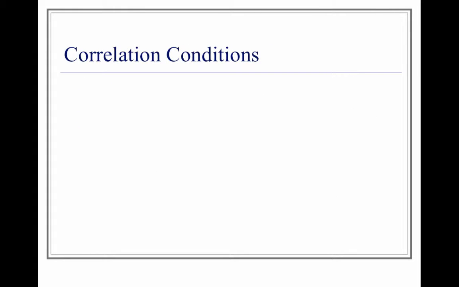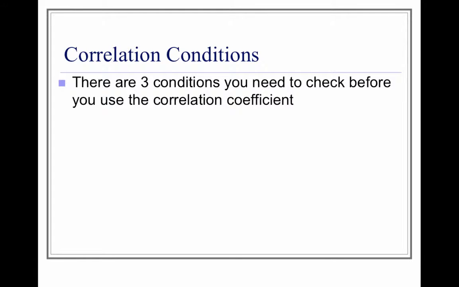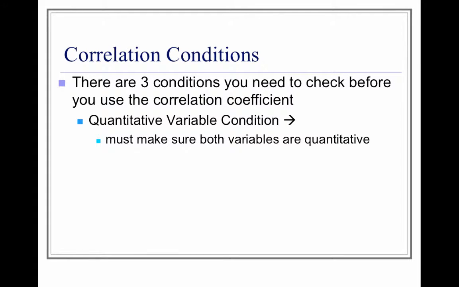So there are some conditions that we have to make sure are met before we can decide to use the correlation coefficient. You must check these 3 conditions. We'll have to check conditions all year long, so it's good to get into the habit of making sure that you're checking them now because it will be an absolute necessity later on. So the first condition is the quantitative variable condition. So you have to make sure that both of the variables are quantitative, meaning that both variables have units.